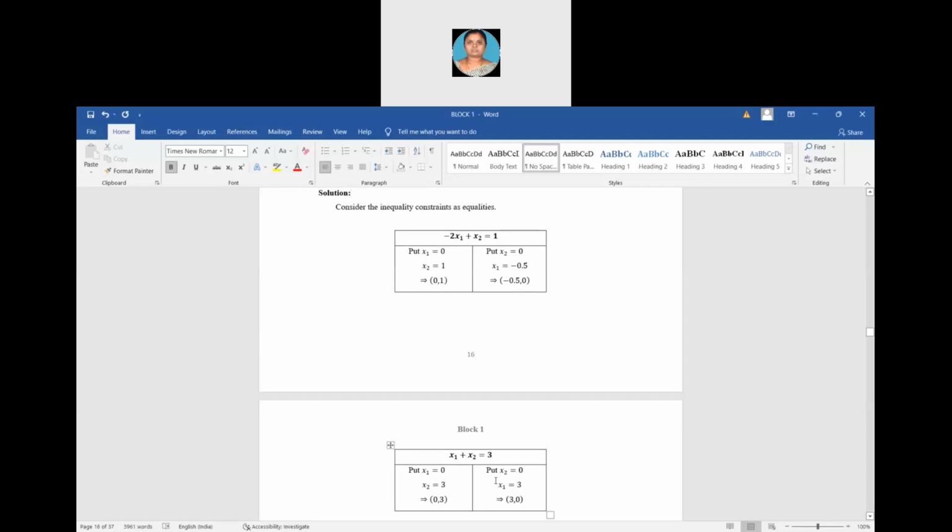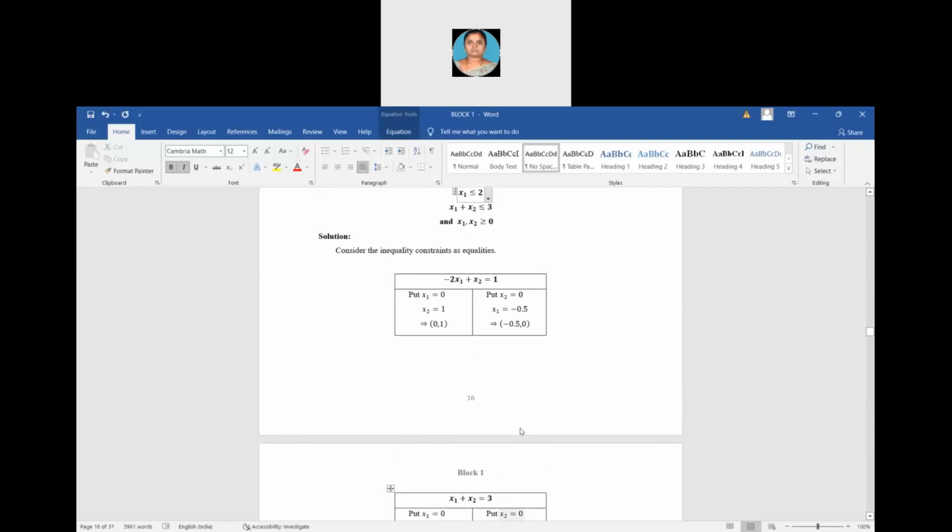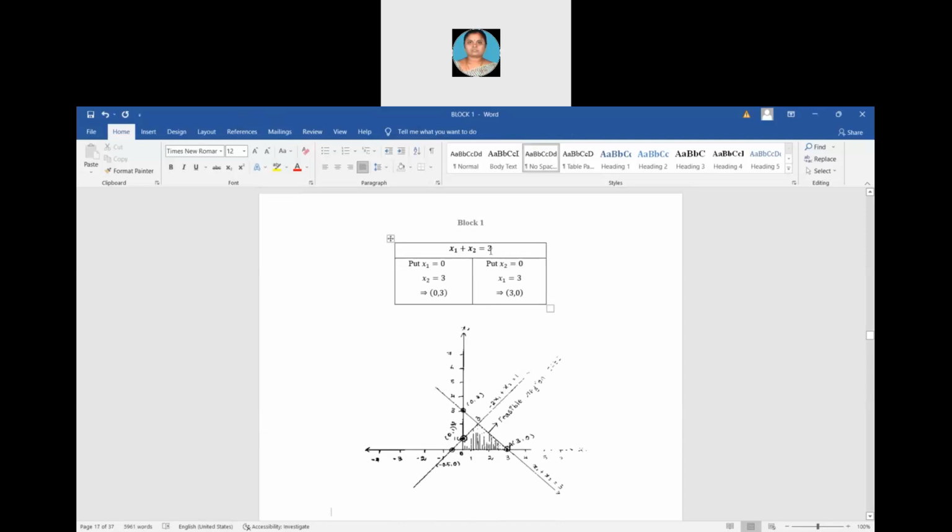And what is the next equation we are having here? x1 plus x2 is less than or equal to 3. If you convert that into an equation, you will get x1 plus x2 is equal to 3. If you put x1 equal to 0, you won't get x1, you will get only x2 equal to 3. So directly you will get the value x2 equal to 3.